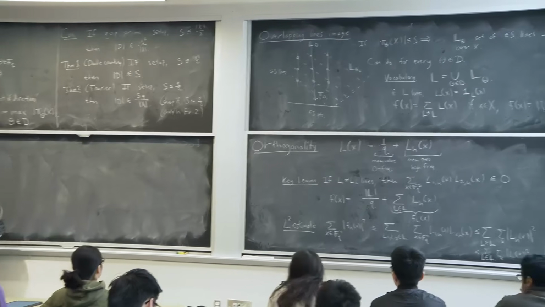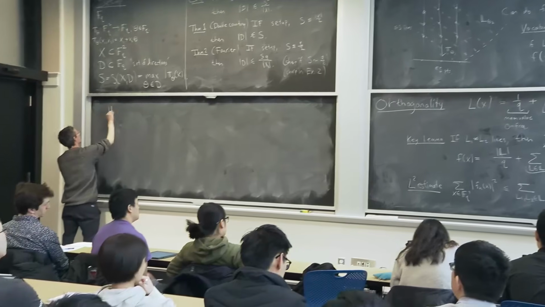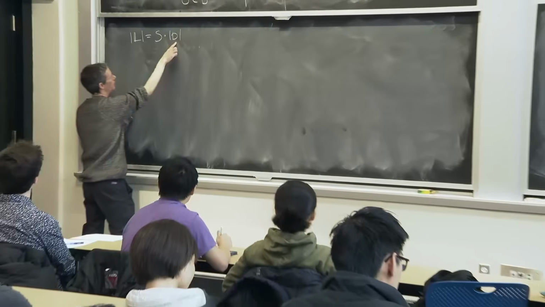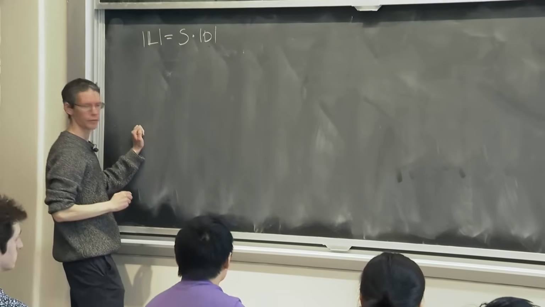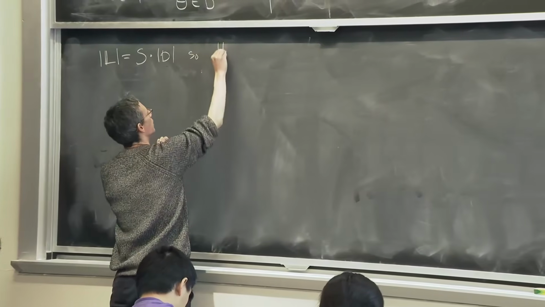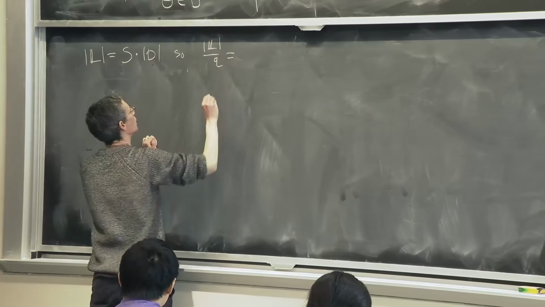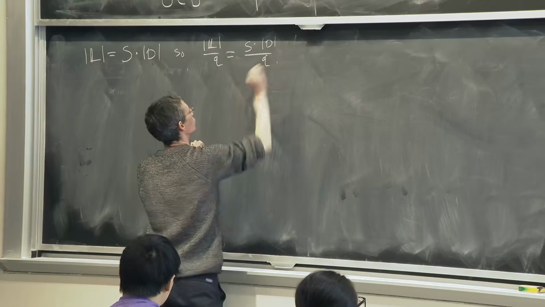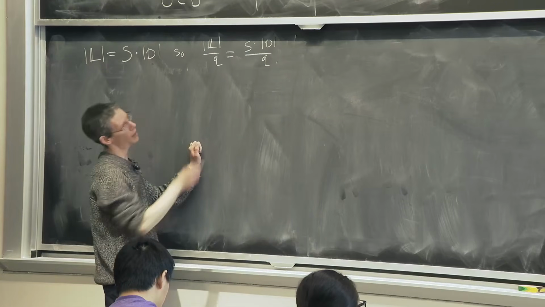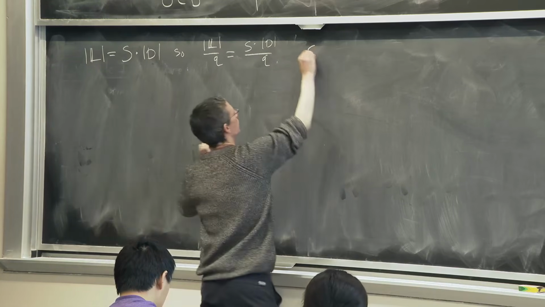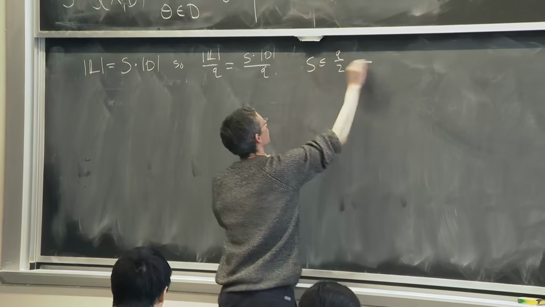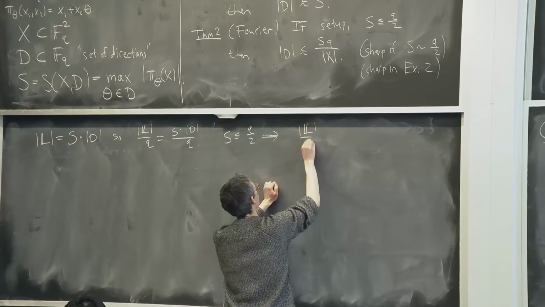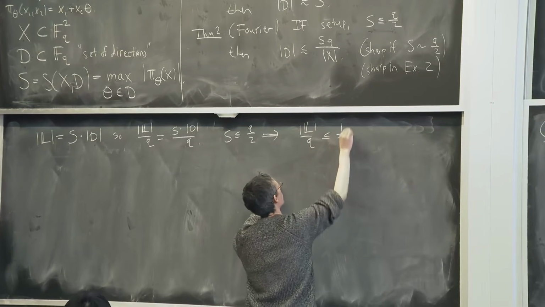OK, so let's see how that works. The number of lines in my set of lines is S times D, because I have D directions and I have S lines in each direction. So L over Q is S times D over Q. And I have a hypothesis that S is at most Q over 2. So that implies that when I take this ratio, this L over Q is less than half of D.